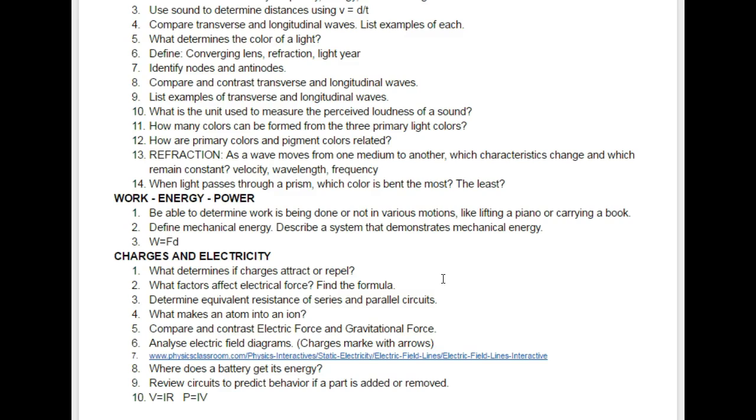Define mechanical energy and describe a system that demonstrates mechanical energy. Mechanical energy is simply the sum of potential and kinetic energy in a system. They can trade places, but you can't increase or decrease that. You can lose some energy from the system in the form of heat through friction. Remember how to use the formula: work is force times distance. That's not very tough.